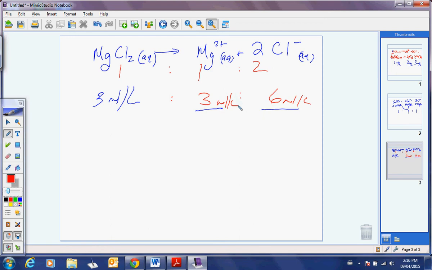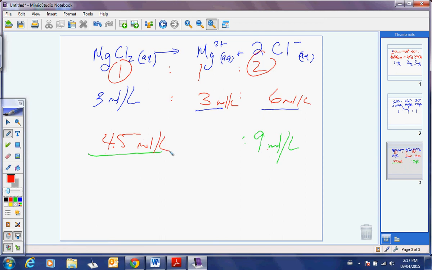What if the next question gave you the chloride concentration, pardon me. So it tells you the chloride concentration is 9 moles per liter. What is the original solution concentration? 4.5. If it's this ratio still, then it's 2 to 1, so it's 9 to 4.5. Just divide by 2 because it's 2 to 1. Moles per liter. Does that make sense?